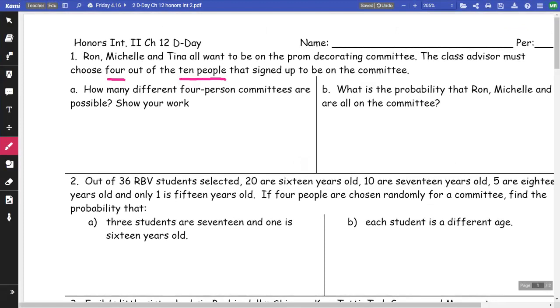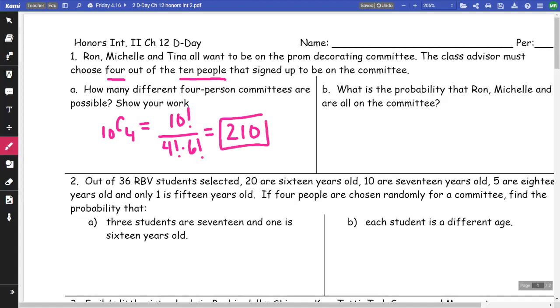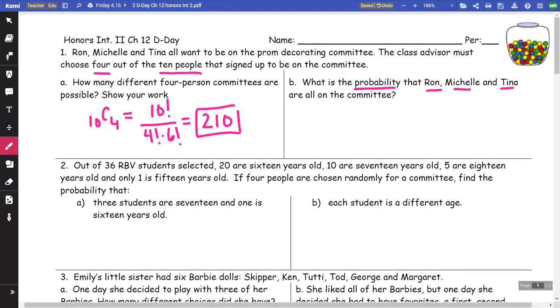So committee order is not important, so it's going to be 10 choose 4. And just a reminder, that is 10 factorial over 4 factorial times 6 factorial. And if I put this in my calculator, 10 choose 4 is 210 different ways.